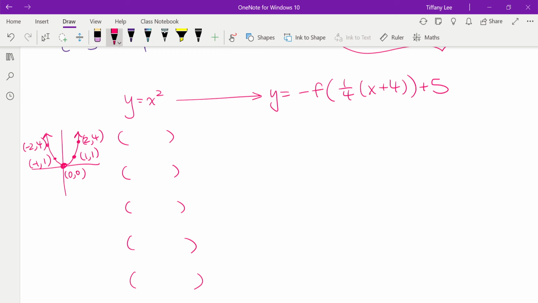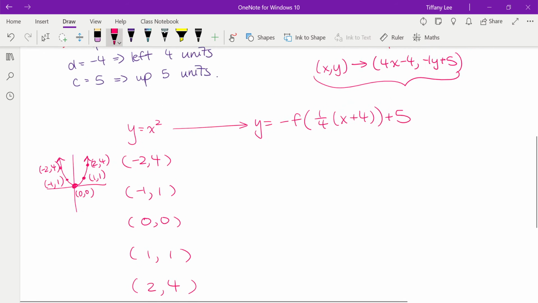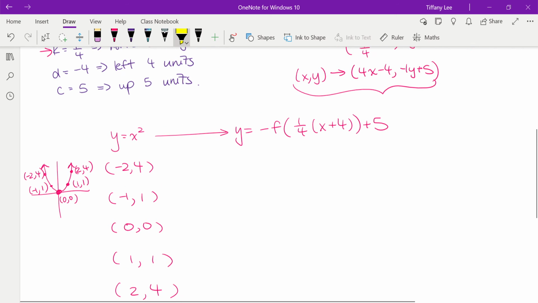So you just need to choose a few coordinates. I'm going to choose these 5. Let's do negative 2, 4, negative 1, 1, 0, 0, 1 and 1, and 2 and 4. And from here, just use your mapping rule equation, right?